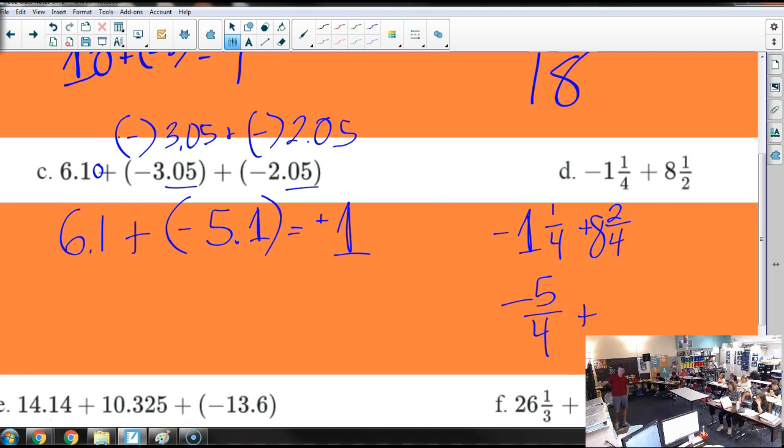Plus 8 times 4, 8, 16, 32, 34/4. And in my brain, I kind of turn things around. I said, well, I could do negative 5 plus 34, but I could also do 34 minus 5. Right? And in my brain, that's easier. What's 34 minus 5? 29. And our answer is 29/4, and you could leave it like that.